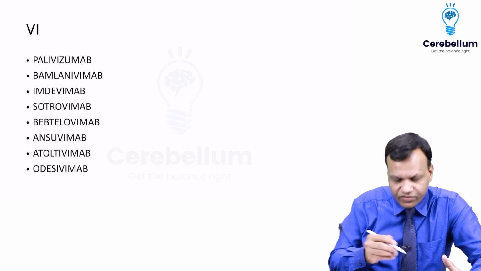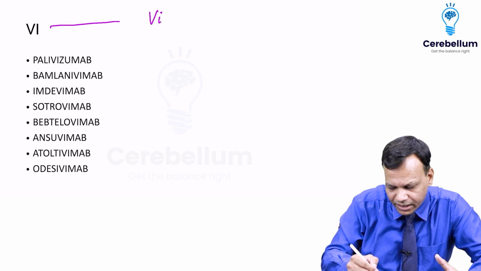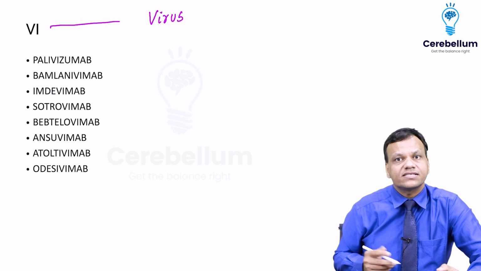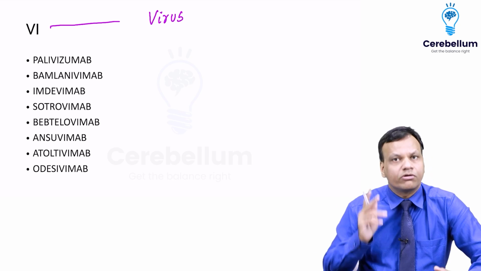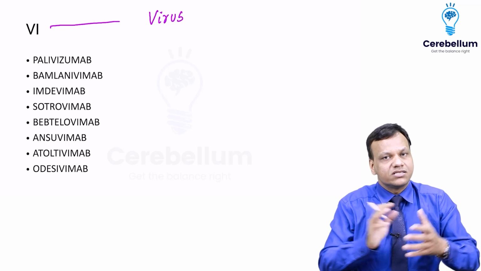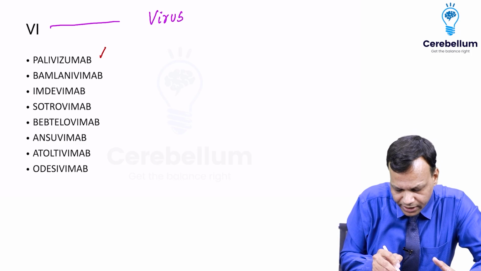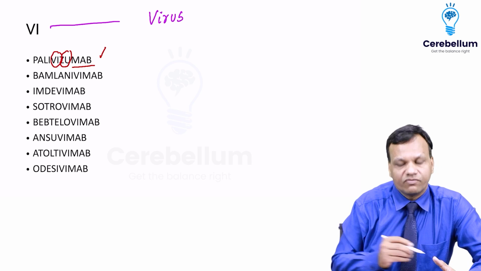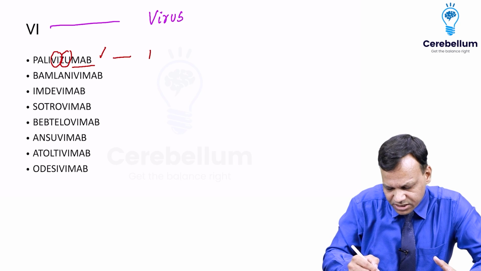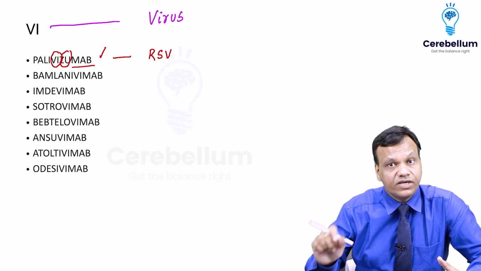Then next we have VI for virus. If the monoclonal antibody name contains VI, it is for virus. You can see the first monoclonal antibody, which was the only antiviral drug among the monoclonal antibodies for a long time, was palivizumab. It is humanized and it is used for virus. Which virus? It is indicated in respiratory syncytial virus, RSV.